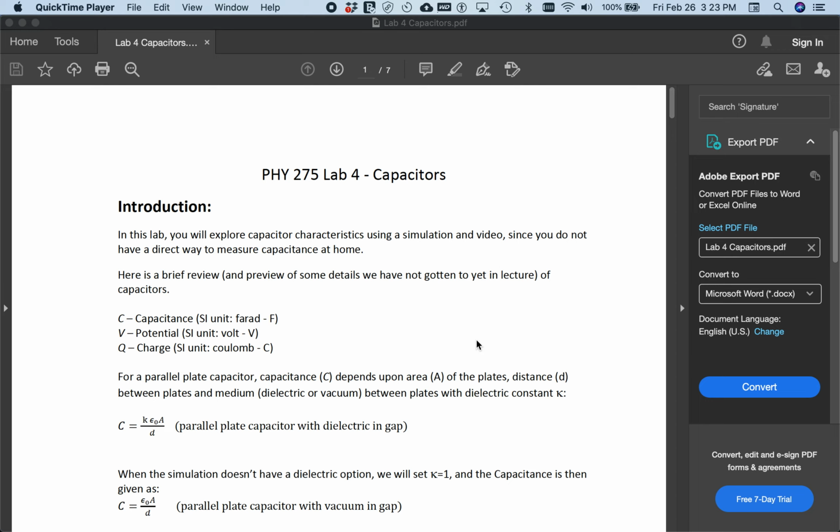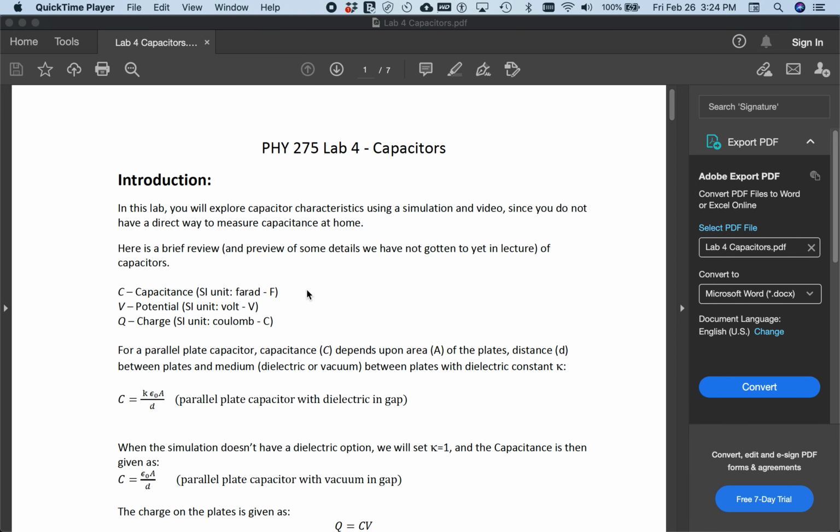Hey guys, so this video is about Lab 4 Capacitor. In this lab, students are going to explore the characteristics of a capacitor using a simulation and video. Since students don't have a kit for this lab, they would be using simulation and video.